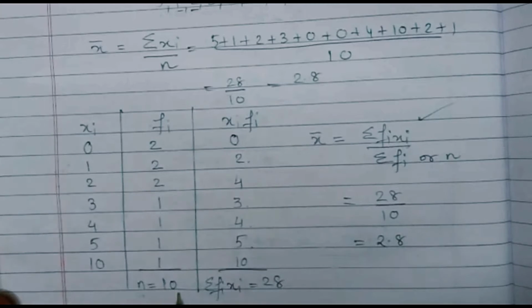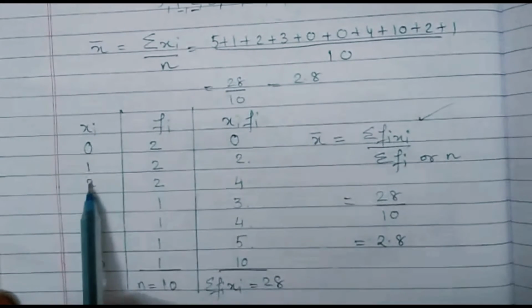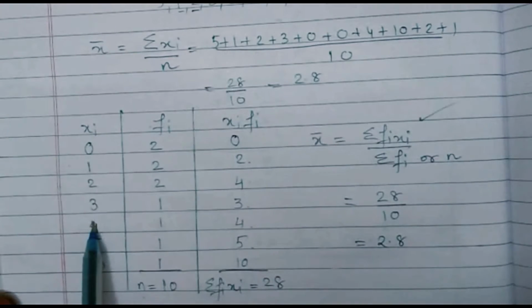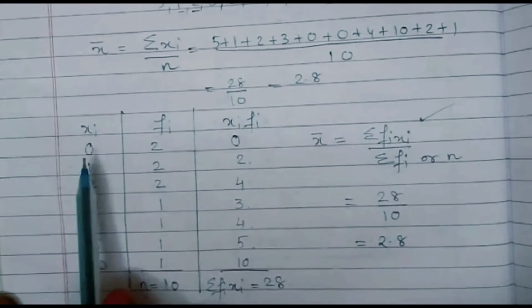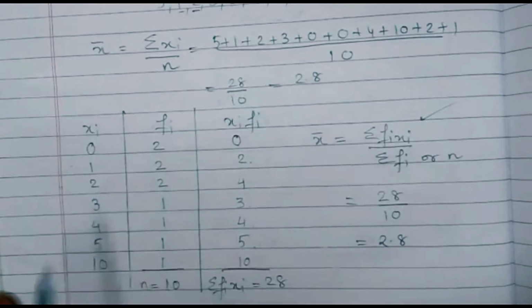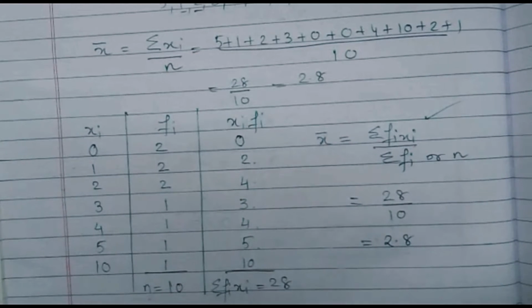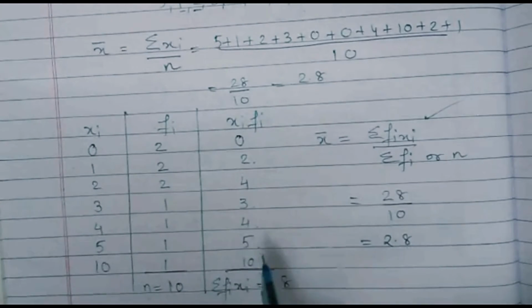That means I was considering the marks of only 10 students, and even the observations were small. It was just a 10 mark test. Sometimes the values of xi and fi are too big, right? So the calculation of fi and xi will become too difficult, as well as tedious for us to find out these numerical values.